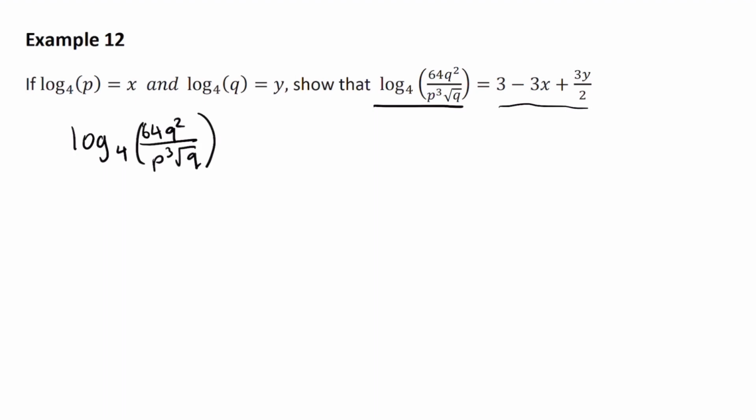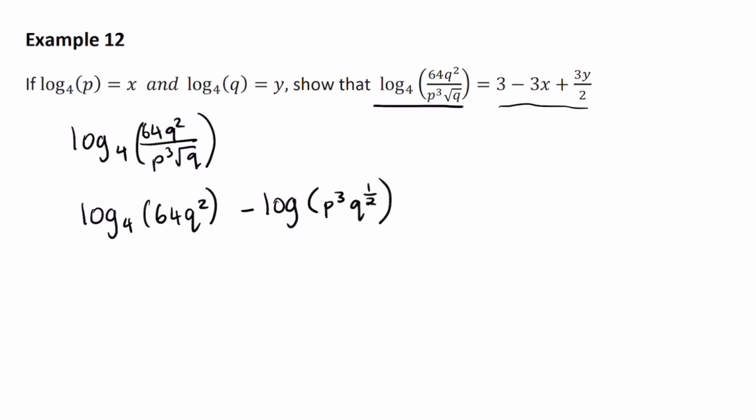So the first thing that I can see is that I can separate both the numerator and denominator, because I know that values that are divided actually mean that the logs have been subtracted from each other. And just for simplicity's sake, instead of writing the square root of q, I'm just going to write q to the power of a half.